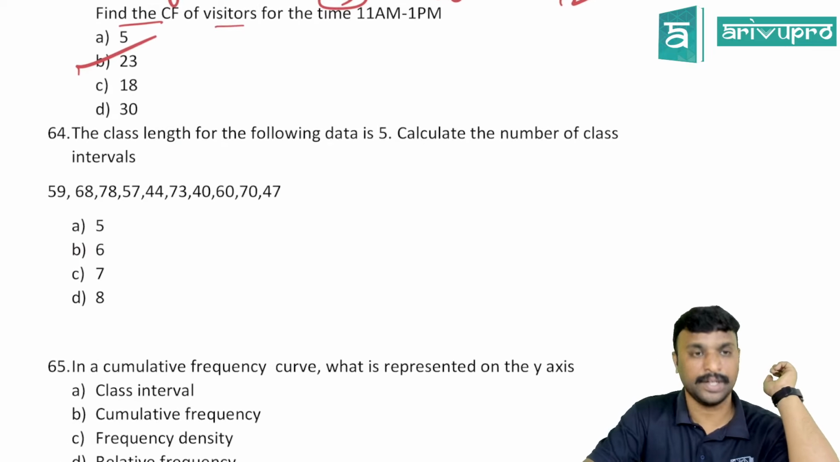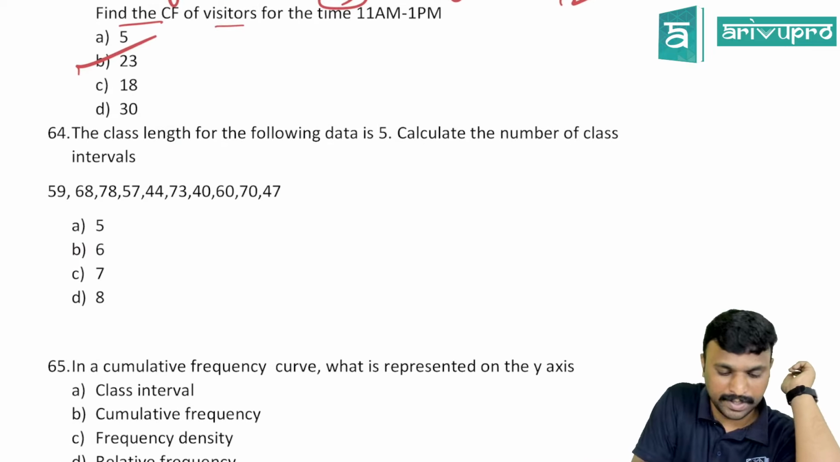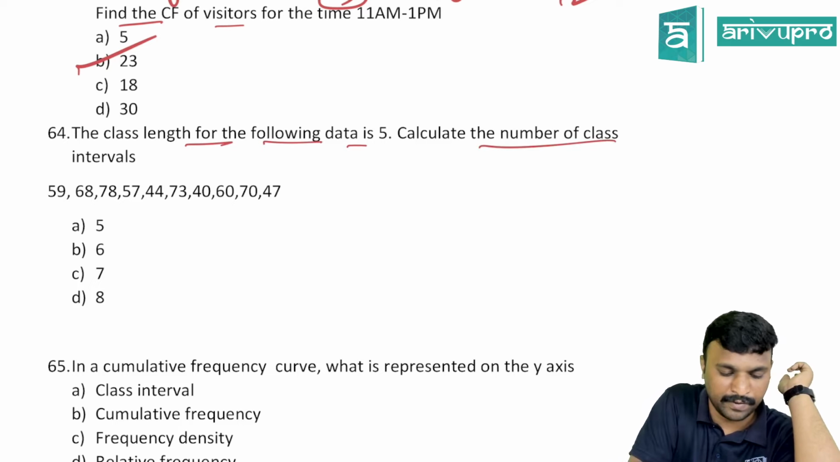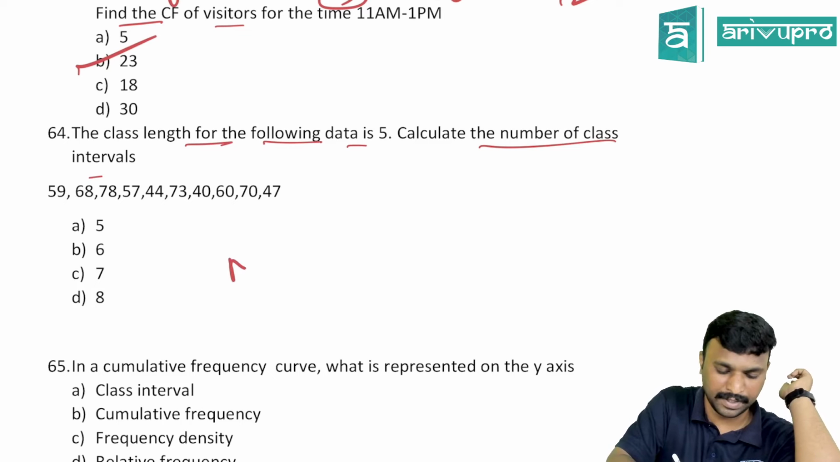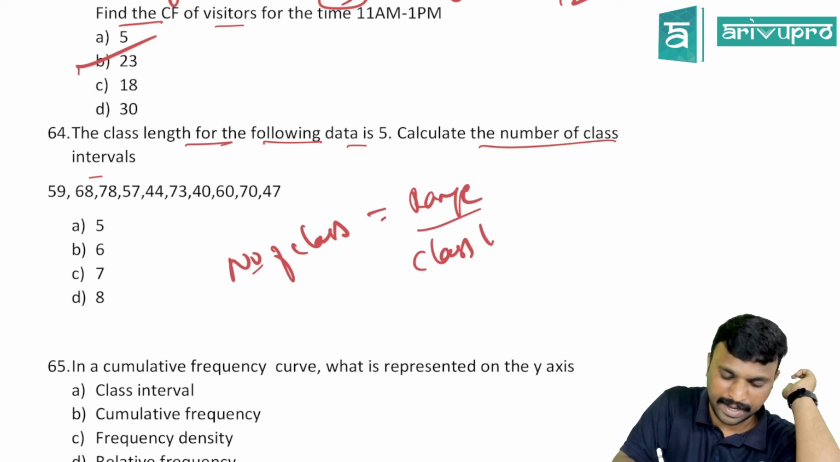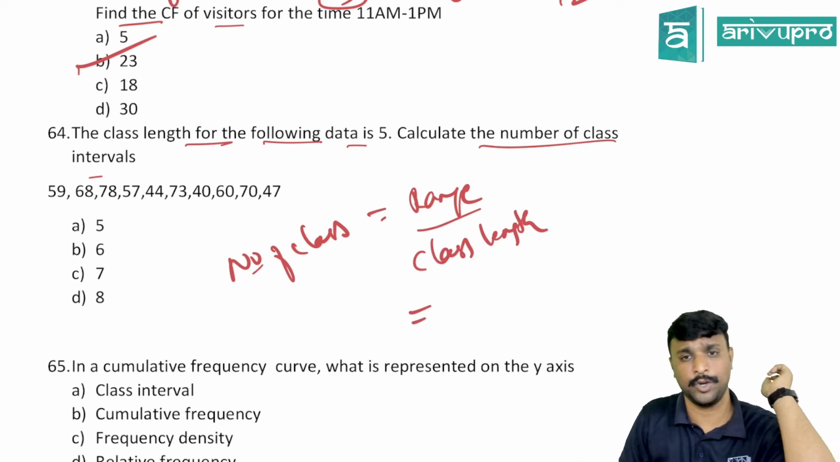Yes, let us look into the next question, number 64. The class length for the following data is 5. Length of the class is given. Calculate the number of class intervals. Guys, the number of classes is the range divided by class length. What is range? The largest value minus the smallest value.